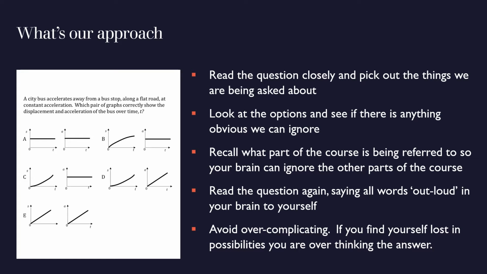So what's our approach? Well, again, we're going to read the question closely and pick out the things we're being asked about. Which pair of graphs represents displacement and acceleration for a bus accelerating constantly? Look at the options, see if there's anything obvious we can ignore. Well, let's not say there is at this point. Recall that we're still in the dynamic universe part of the course, so we can ignore the other stuff. And then read the question again slowly to calm yourself down, if nothing else. And avoid overcomplicating. If you find yourself lost in the possibilities, you're probably overthinking things. So just step back and start again.